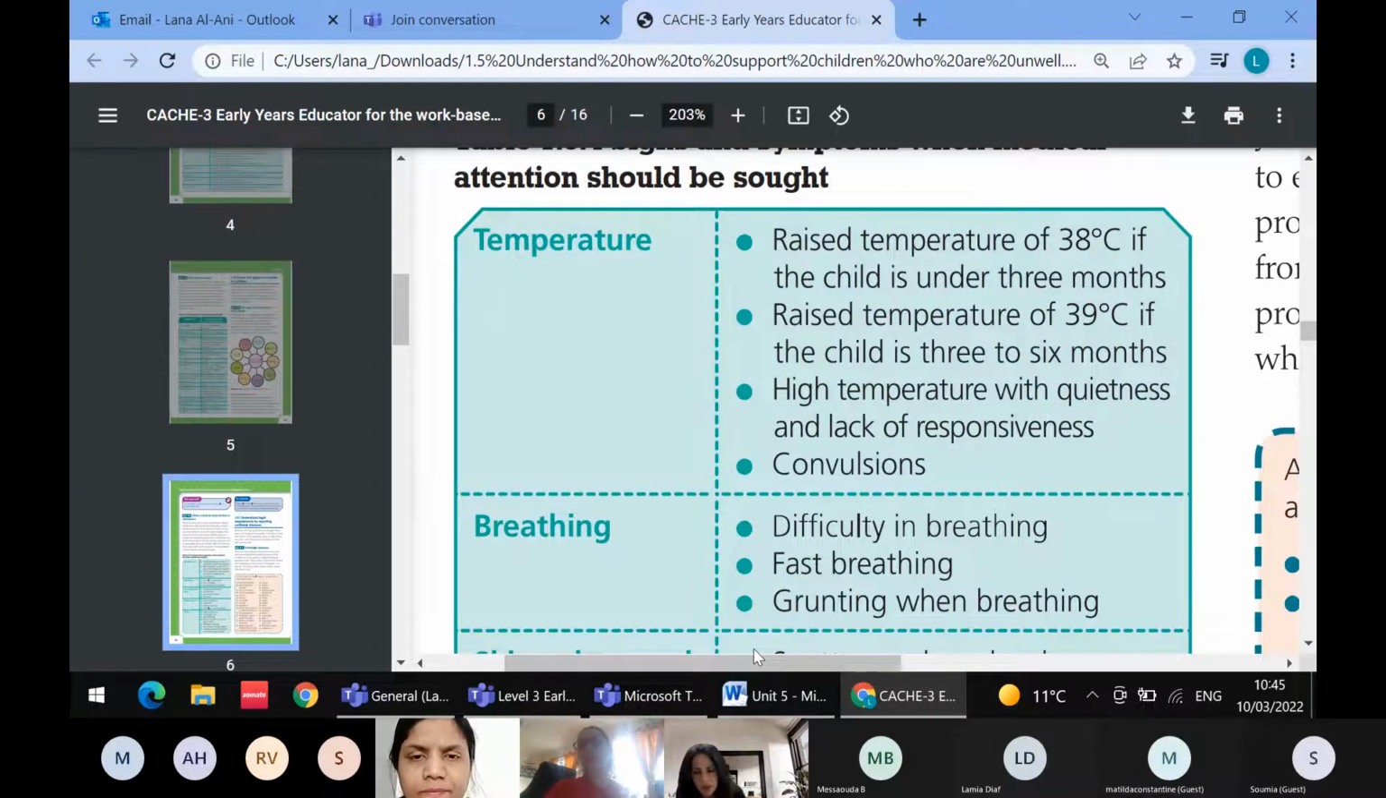Also, if the temperature is above, sorry, you can participate if you like. That would be great. It is a common sickness in the early years, like babies. They are dying because of high fever.